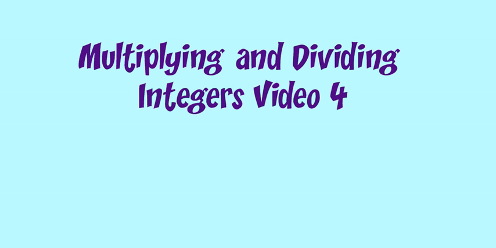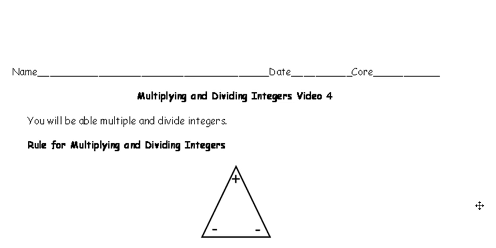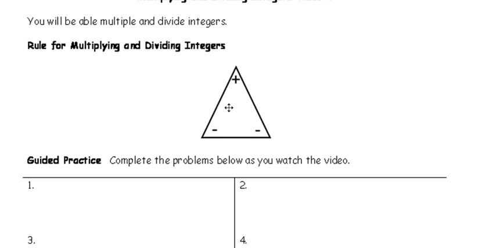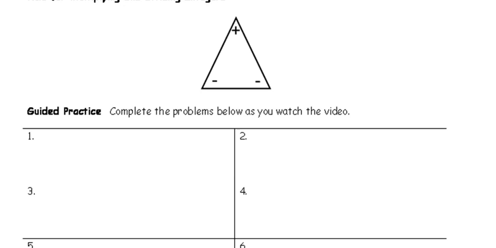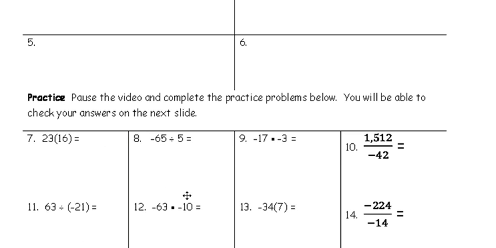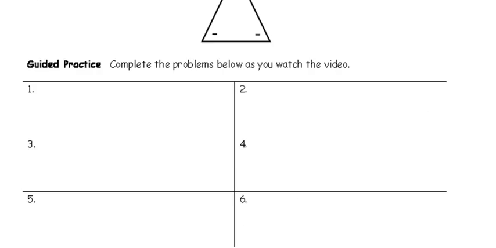First off, we're going to talk about the assignment tonight. After completing the assignment, you should be able to multiply and divide integers. The rules for multiplying integers, we'll go over that first in the handout. We have the multiplying and dividing triangle. Then we're going to do a couple guided practice problems, 6 of those. And then you have some practice problems here at the bottom. So let's go ahead and begin. Take out that homework sheet.